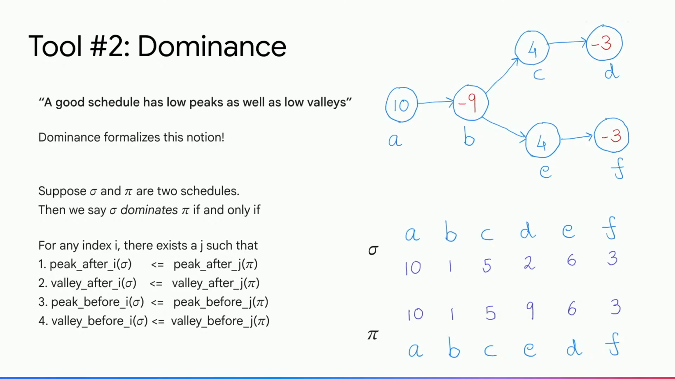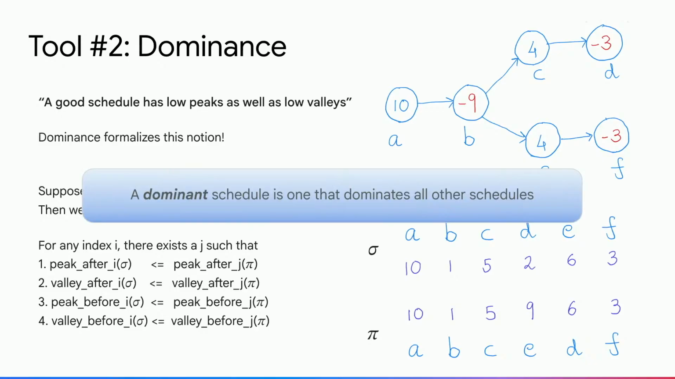If you look at any i for sigma, just think of it as any node in sigma, you can look at the same node in pi, and that gives you the correct relationship. But the vice versa is not true. So pi does not dominate sigma. Okay, so that's the dominance relationship. It's a partial order over the space of all schedules. What's not clear is whether it has a maximum or not. A dominant schedule is one that dominates everything else, the best schedule for this subgraph. It's not at all clear whether it exists, but that's the definition.